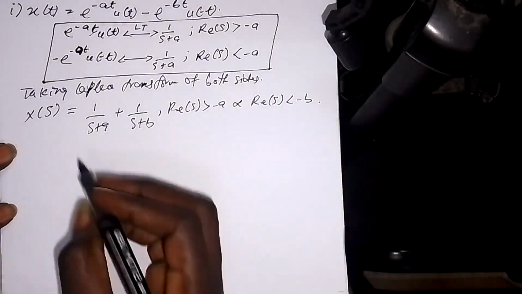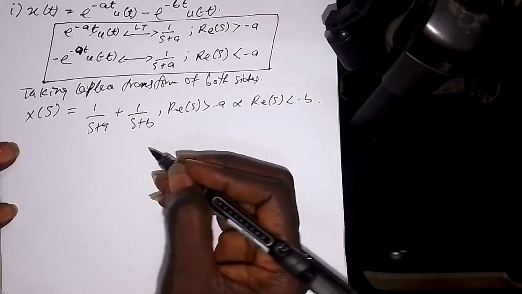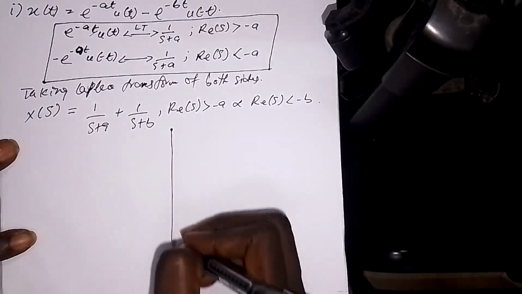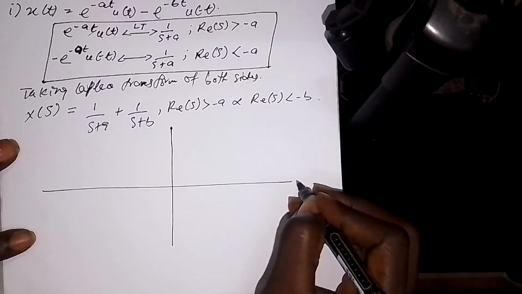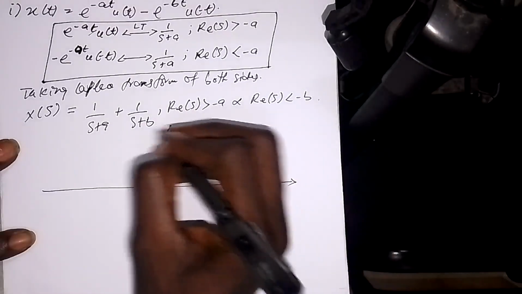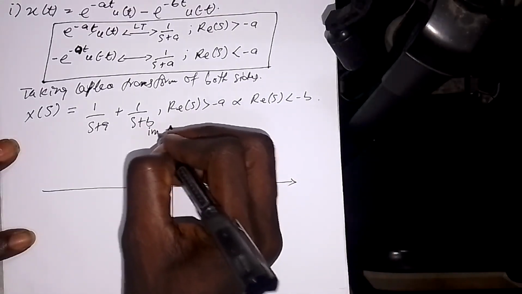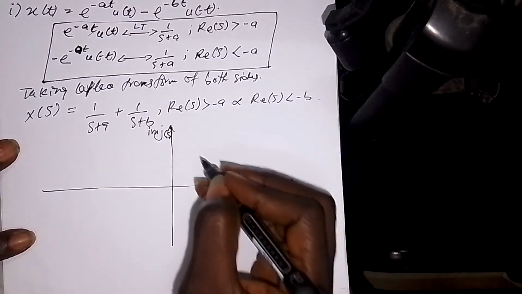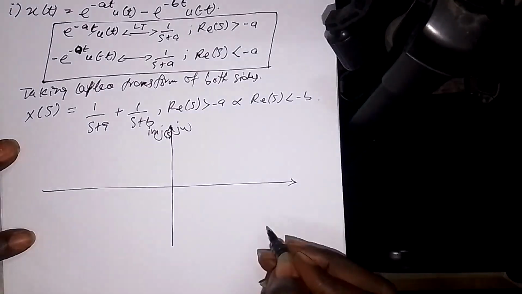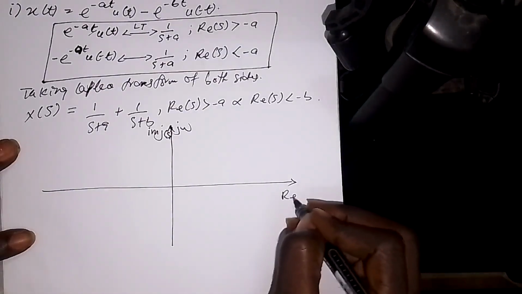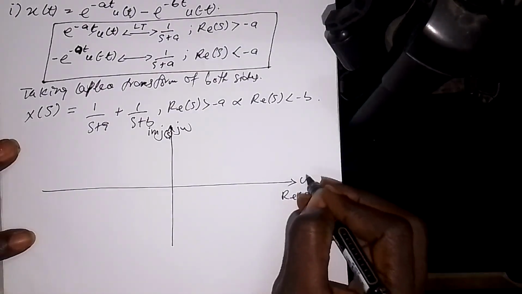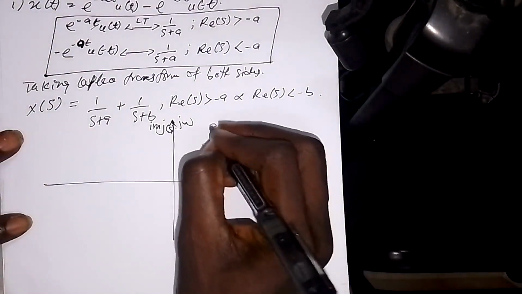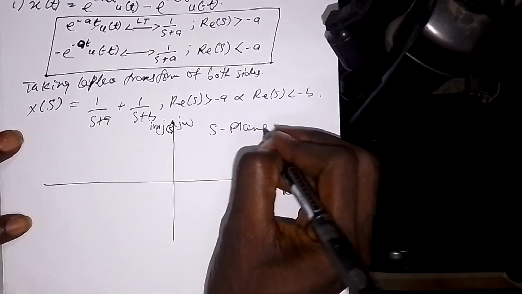Now from here we can draw our s-plane. Let me draw the s-plane. Here is the imaginary of s, which is also called j omega, and here is the real of s, which is also called sigma. This graph is called the s-plane.